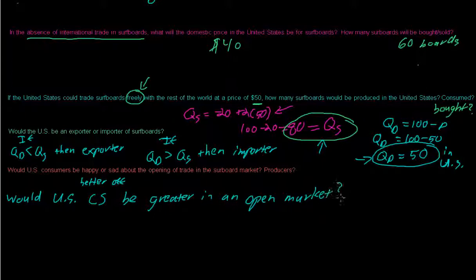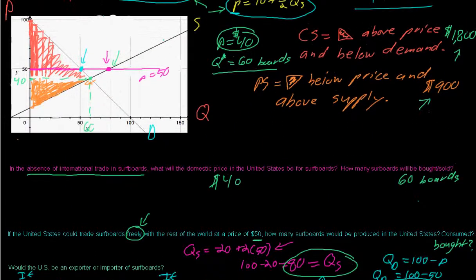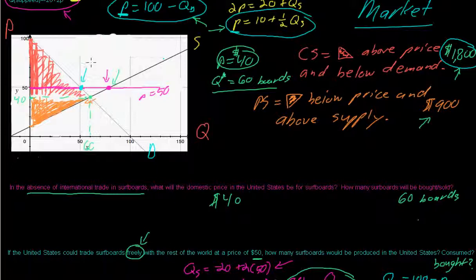And so we need to go ahead and find out. And the only way to find out that's ever made sense to me is just to go ahead and look at the graph. So before, the US had a consumer surplus of 1,800. Now that we have a new price of $50 with only 50 people buying surfboards in the US, right here and right here, consumer surplus is now shrunk to this area in blue.